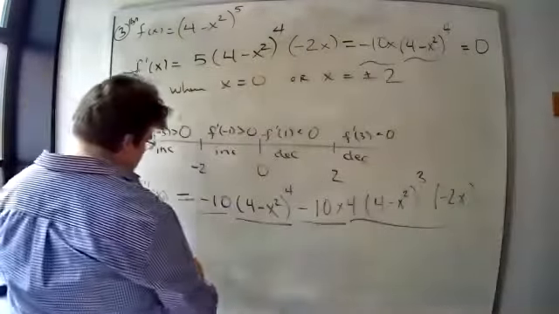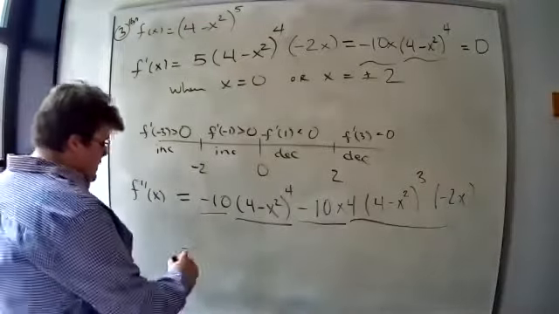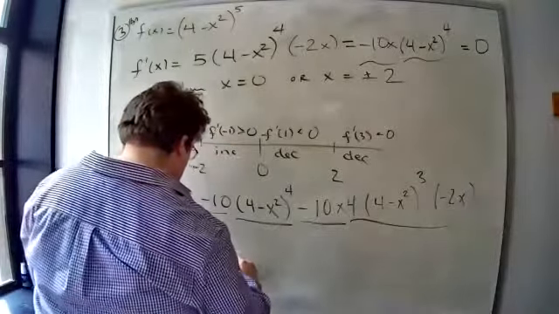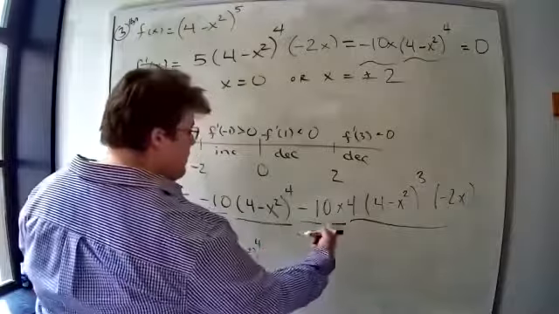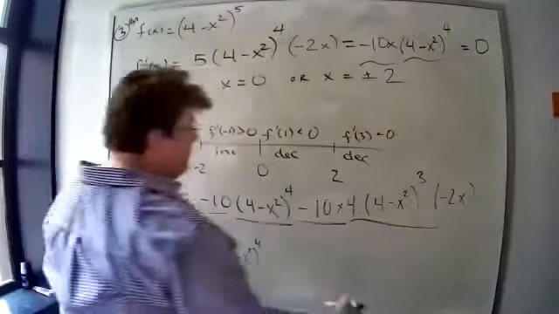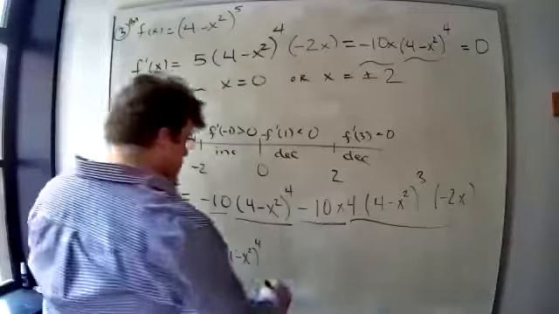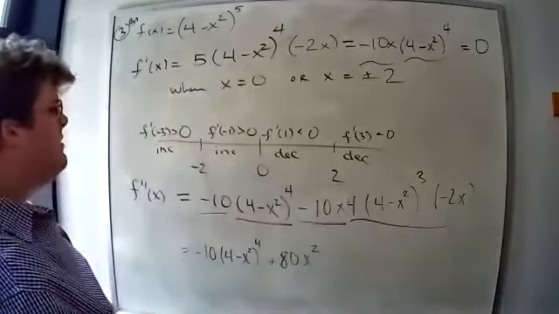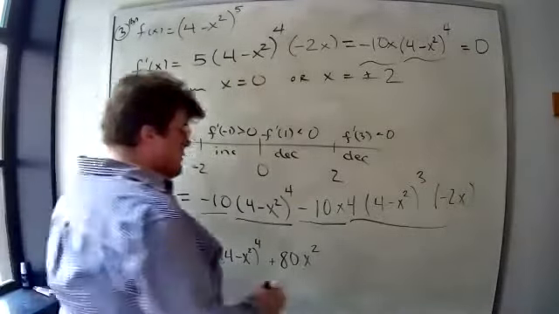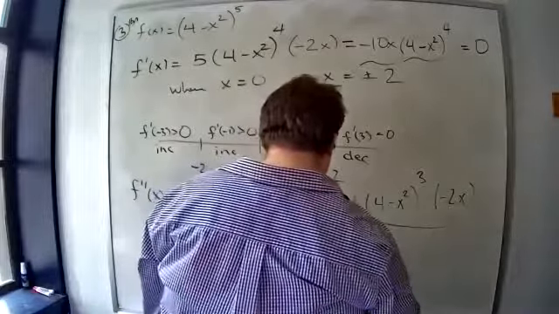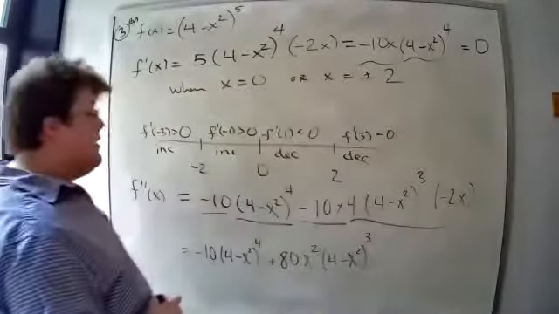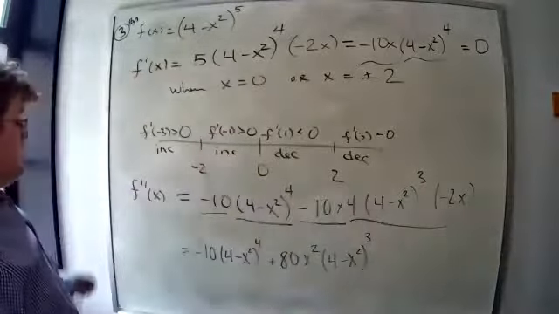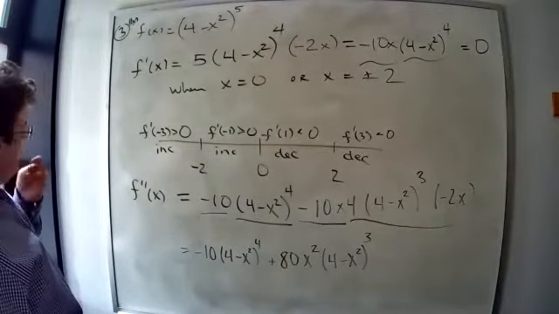So now we have some simplifying that'll help us. Not on this first piece yet. But we have a lot of numbers here. 10, 4, and 2 make what, 80? Negative, negative make positive. So we have positive 80x squared times 4 minus x squared to the third. So the numbers make 80, x and x make x squared. And well, we could set this equal to 0 and go from there.